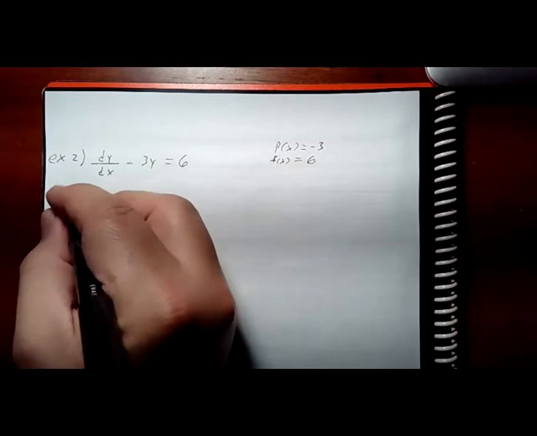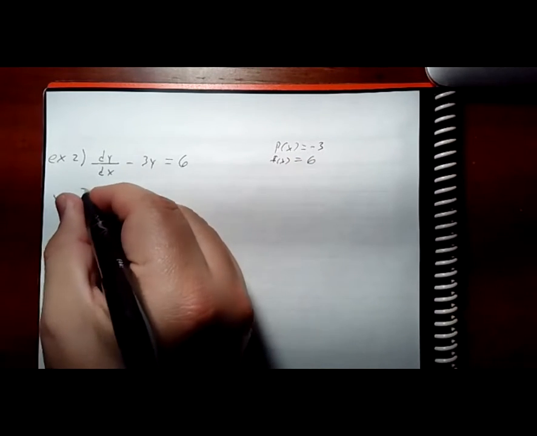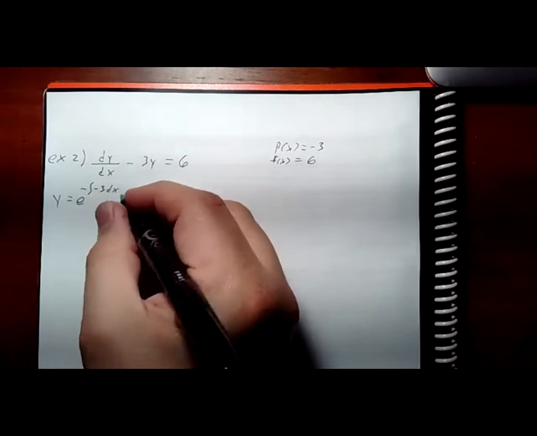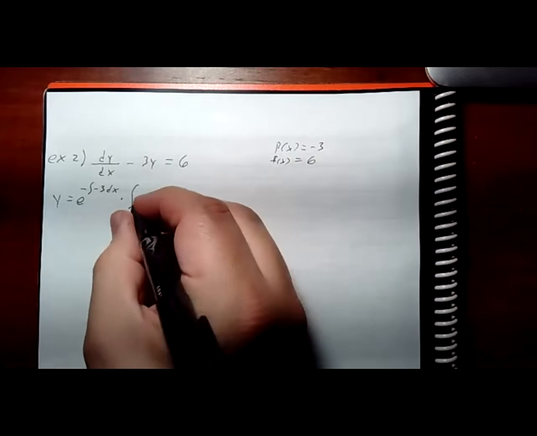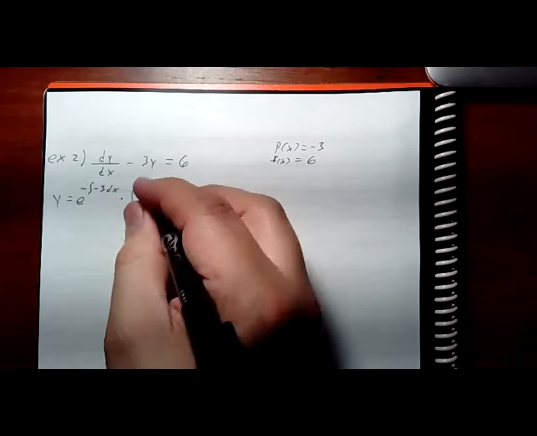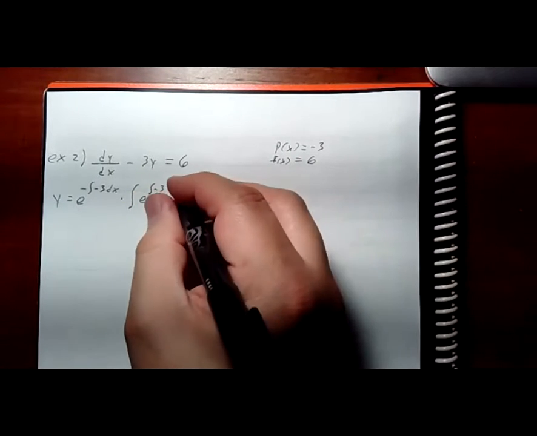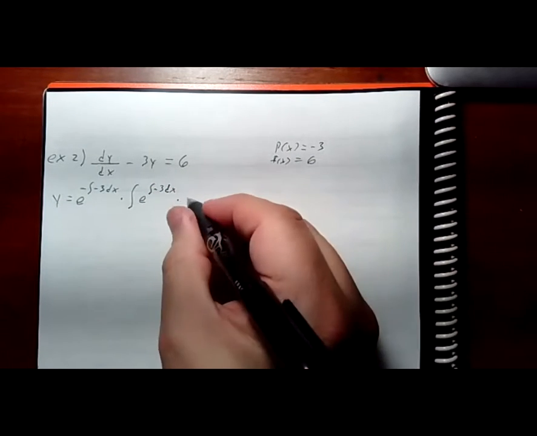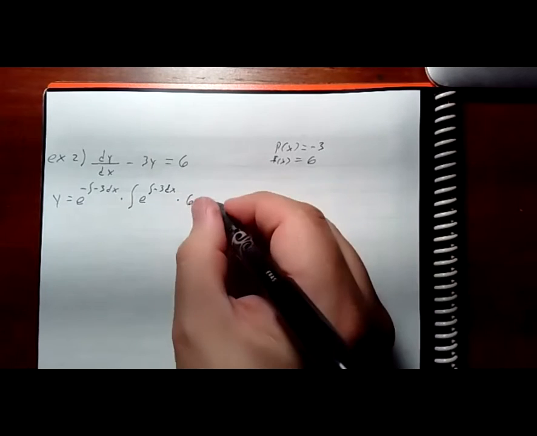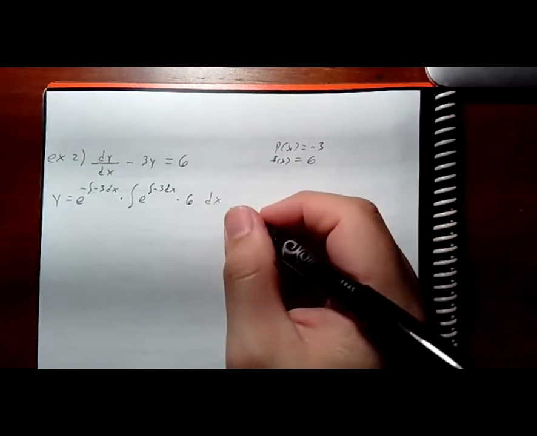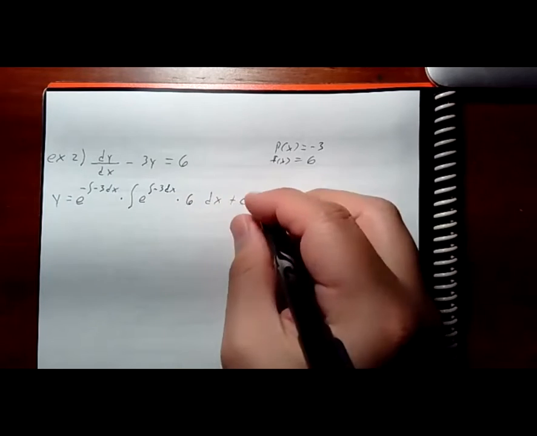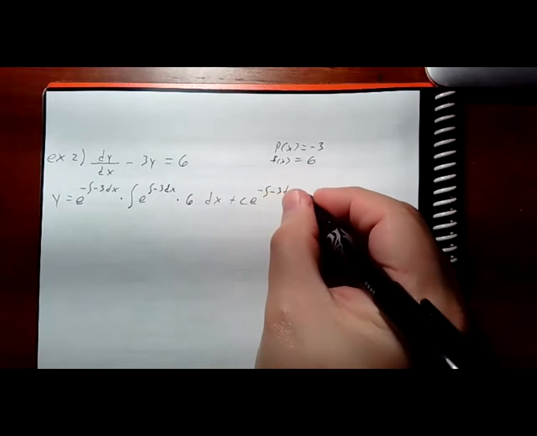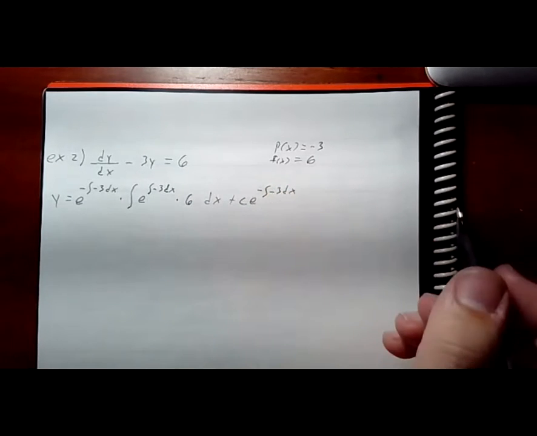So y is equal to e to the negative integral of negative 3 dx, times the integral of e to the integral of negative 3 dx times the 6, which is the f of x, right? Plus c e to the negative integral of negative 3 dx. So I already did this piece, so that's good.